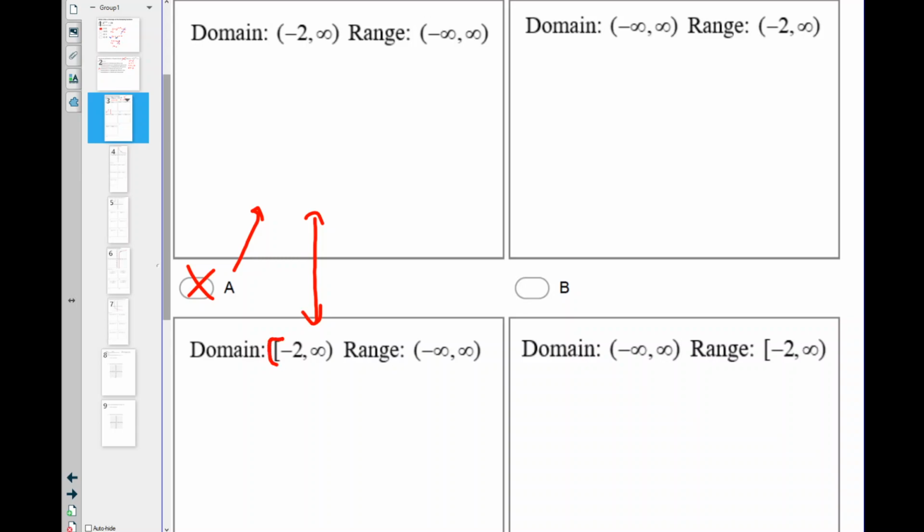If you put a bracket, what does that imply? Yeah, it implies that the function touches that point. But does a function touch where an asymptote is at? Au contraire, so no.